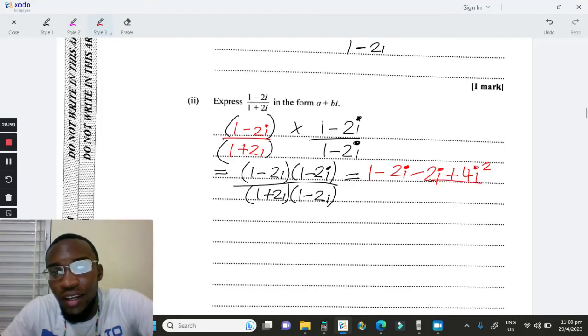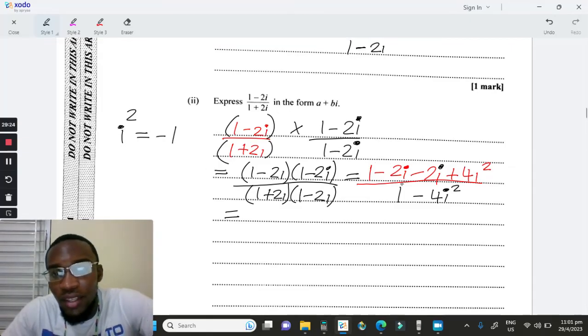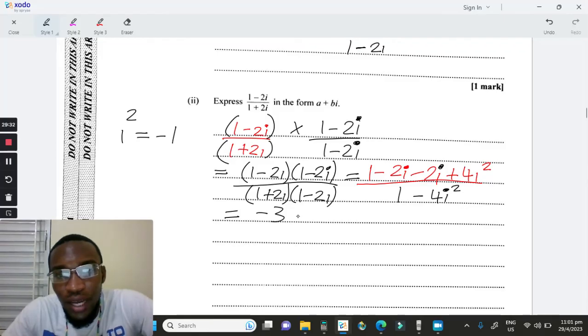Now, we divide it by 1 plus 2i times 1 minus 2i. This is the difference of two squares, so you get 1 minus 4i squared. Now, simplifying, remember, i squared is equal to negative 1. So in that case, this is really minus 4. 1 minus 4 is negative 3. Then minus 2i minus 2i is minus 4i, over 1 minus 4i squared.